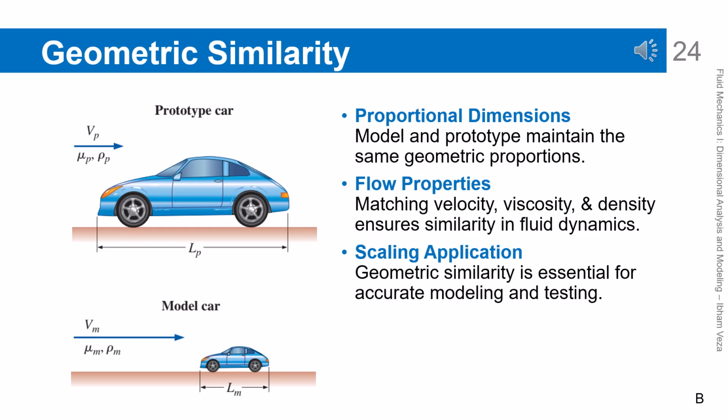As a result, the overall shape of the system is preserved, even though the size is different. Without geometric similarity, other types of similarity cannot be achieved. Therefore, this is the most basic requirement in physical modeling.